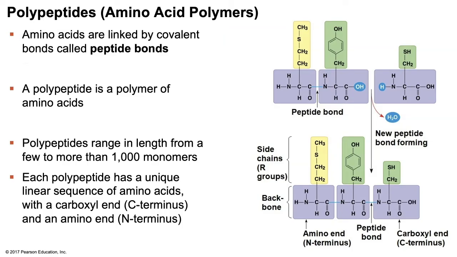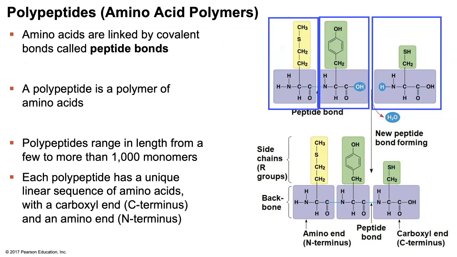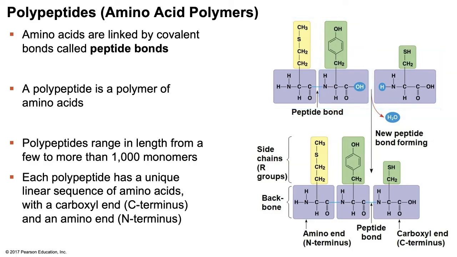Take a look at the image provided here. We are shown 3 amino acids. Notice the portion of the amino acid monomers in the purple boxes are all the same. The amino group is connected to the alpha carbon, which is connected to the carboxyl group. The R groups here are shown in yellow and green.